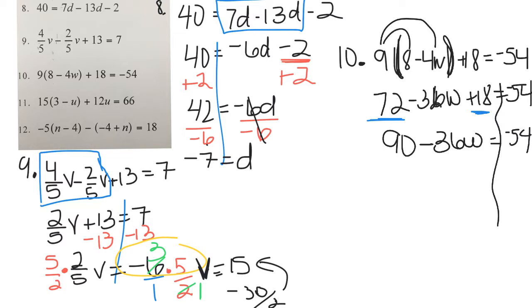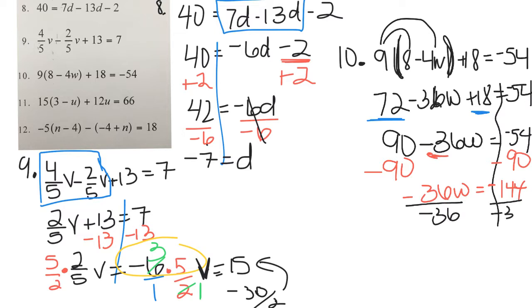And then we're going to move the constants by doing the opposite, minusing the 90 because the negative is attached to the 36 here. So negative 36w equals negative 144. And then we're going to divide by negative 36. And 36 times 2 is 72. So w equals 4. There are not going to be numbers this big on the test, but on the review sheet it doesn't hurt.